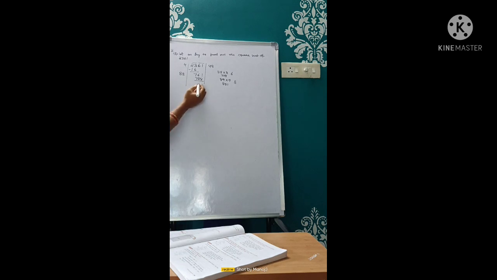Okay, the difference between these two is 61. 11 minus 4, 7. And here 5, 57 is there. Okay. So here write down clearly.